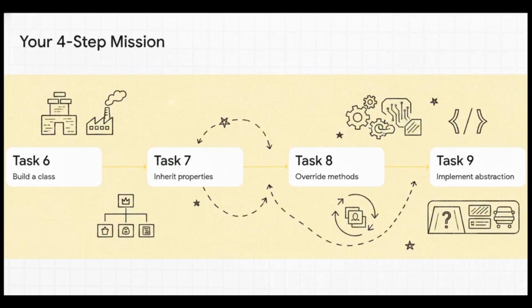To pull this off, we've got a 4-step mission ahead of us. Step 1, which we'll call Task 6, is to build a class. Step 2, Task 7, is to inherit properties. Step 3, Task 8, is to override methods. And our final step, Task 9, is to implement abstraction. Every single one of these steps logically builds right on top of the previous one. So let's roll up our sleeves and get our hands dirty.